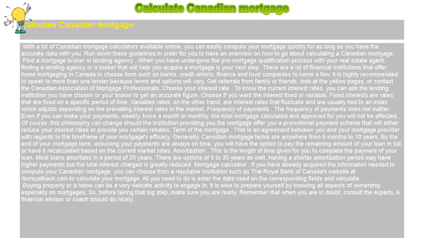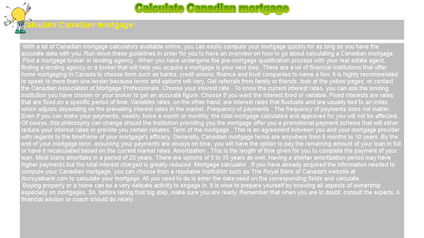Term of the mortgage. This is an agreement between you and your mortgage provider with regards to the time frame of your mortgage's efficacy. Generally, Canadian mortgage terms are anywhere from 6 months to 10 years. By the end of your mortgage term, assuming your payments are always on time, you will have the option to pay the remaining amount of your loan in full or have it recalculated based on the current market rates.